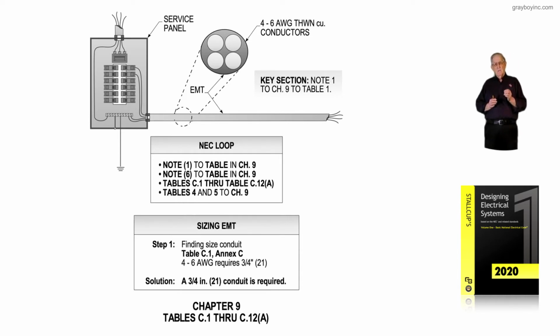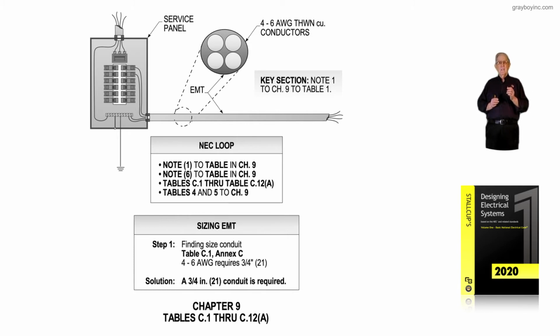Now, make note that Chapter 1 and 4 to Chapter 9 and to Table 1 says, in Table 1, if my memory serves me correctly, that if the conductors of a circuit are all the same size, we could use one of the tables in Annex C to size that particular raceway.